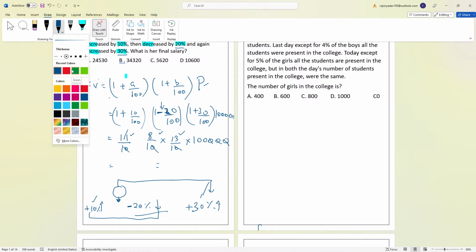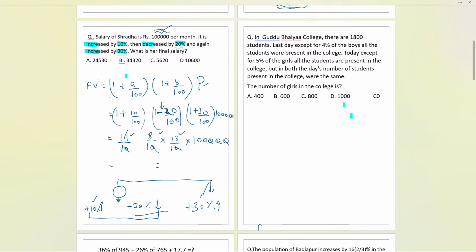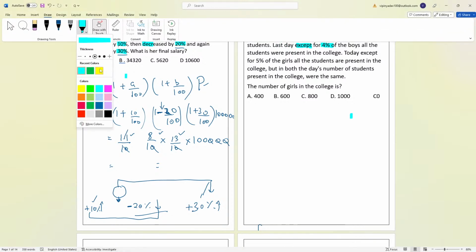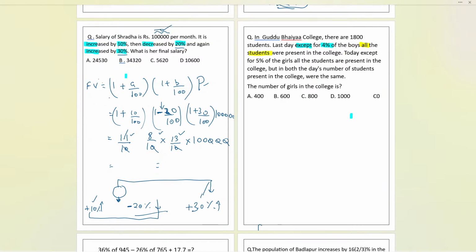Let us now see that over here. What is it saying? Last day except 4%. Everybody should focus over here. So all the students are present in college. How many total students? 1800. Fine. Now we are talking about today. Earlier we were talking about the last day. Now we are talking about today.